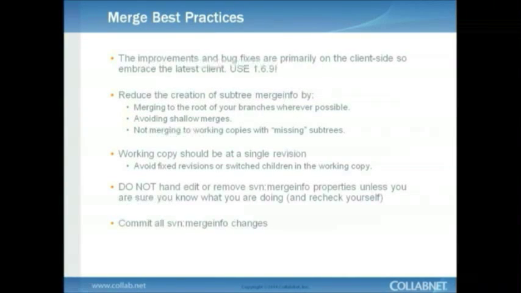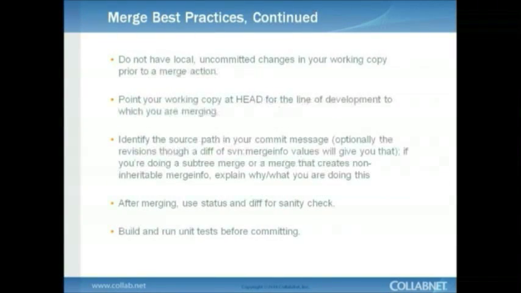Fifth, commit all the merge info changes that result from a merge. There can be temptations to not commit some subtree merge info, and sometimes we just don't realize that there's merge info above a point where we might want to do our commit. In general, commit from the top of your working copy, which should be the top of a branch, and include all the property changes within that particular commit.